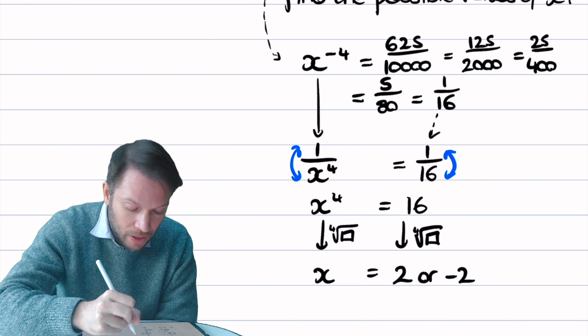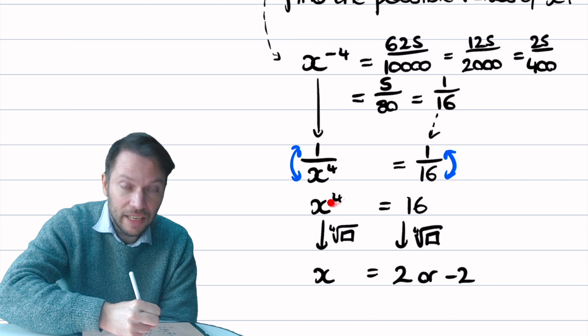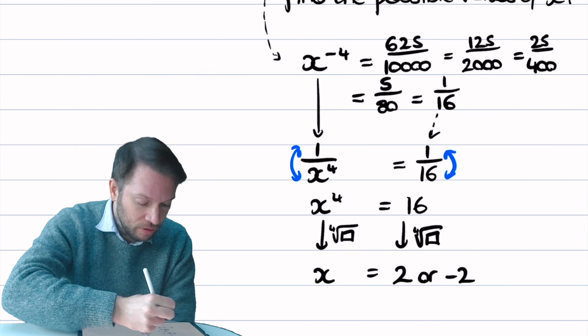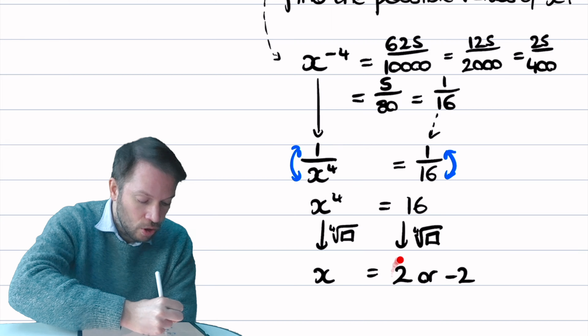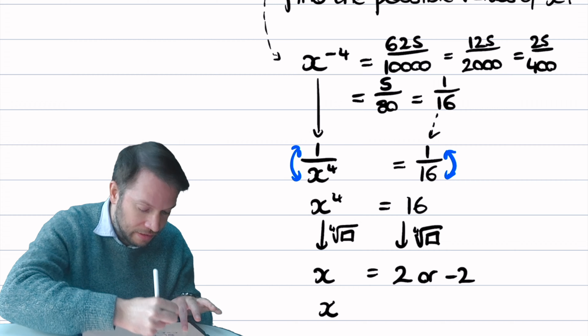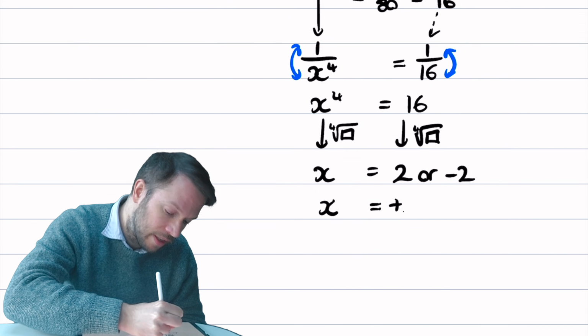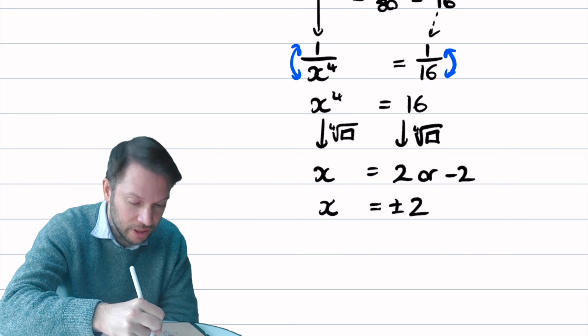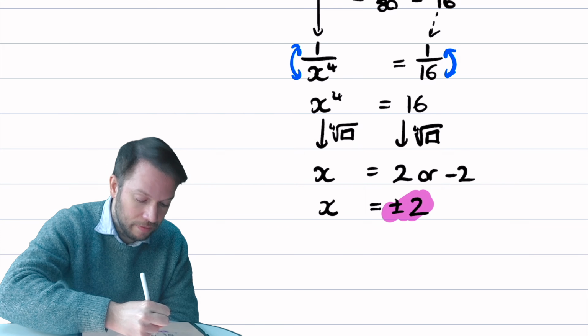In general, whenever you have an even index like that, so x to the power of 4 or x to the power of 2 or x to the power of 6, the result is always going to be this value or negative that. Another way of writing that is you could say that x is plus or minus 2. So that's a special symbol that just means it could be 2 or negative 2. And that is the final answer.